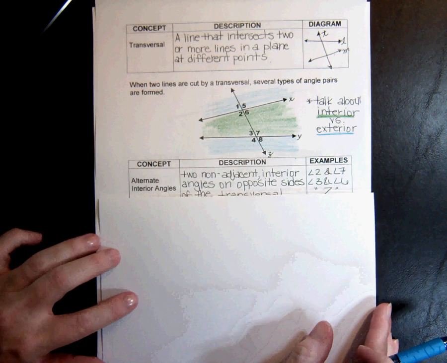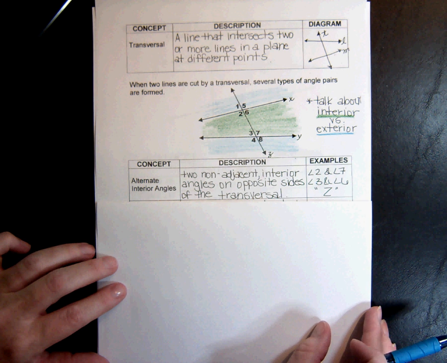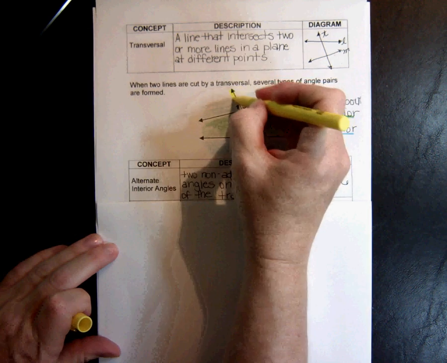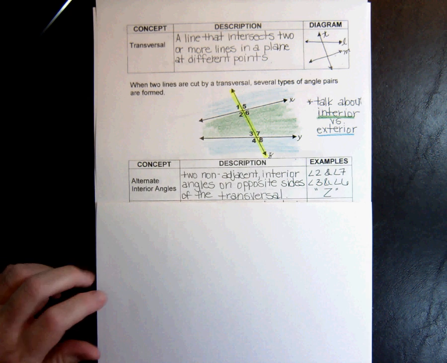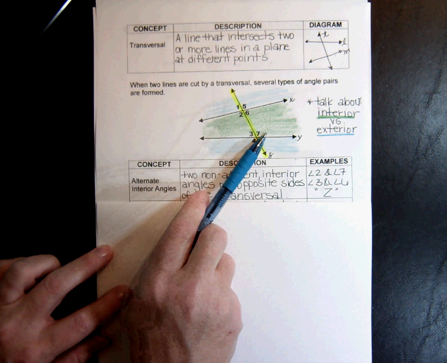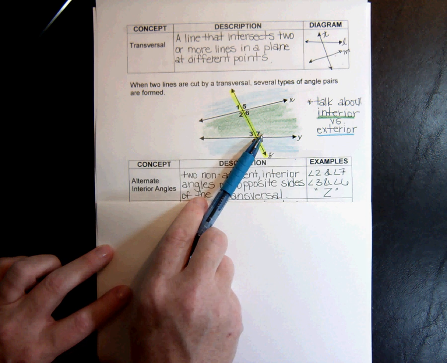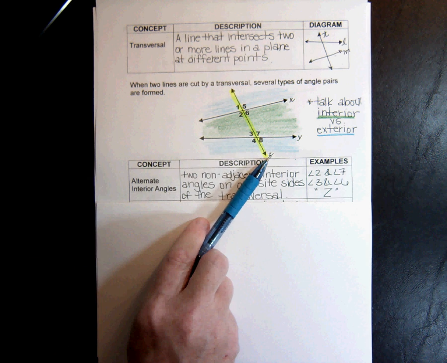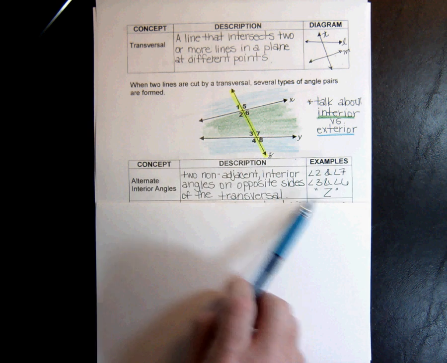Okay. Alternate interior angles are 2 non-adjacent interior angles on opposite sides of the transversal. You can always denote the transversal with a highlighter if you'd like. So that is your transversal. So if you are going to alternate, that means you're going to take one on the inside, hop over the transversal and go to the other side. So 2 and 7 are alternate interior angles, as well as 3 and 6. The transversal that those 2 are denoting is transversal line Z. That's why we put the Z there also.